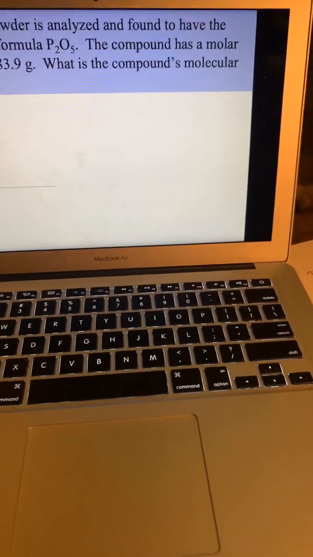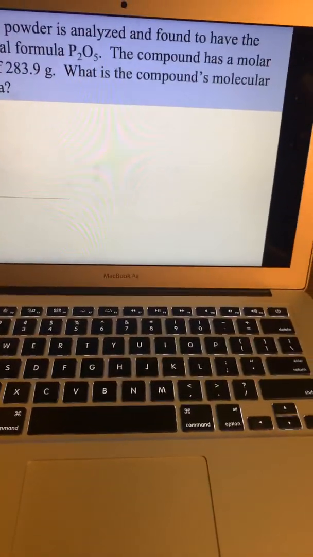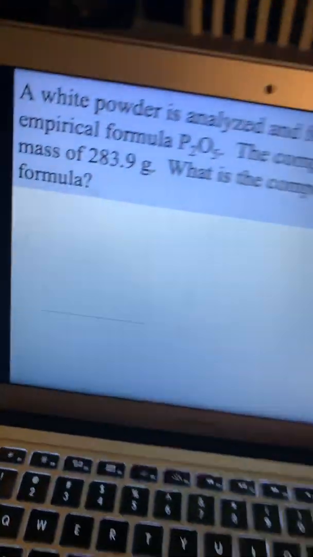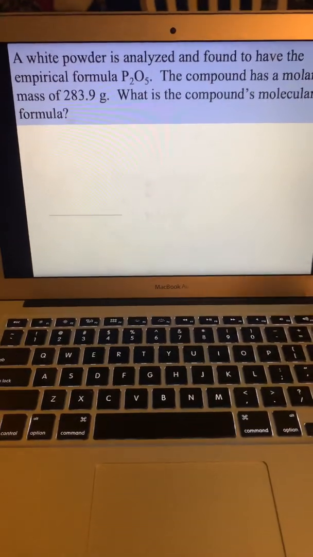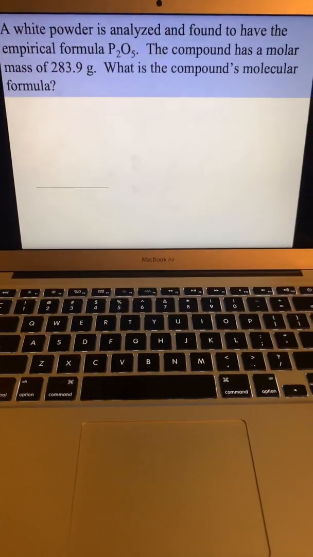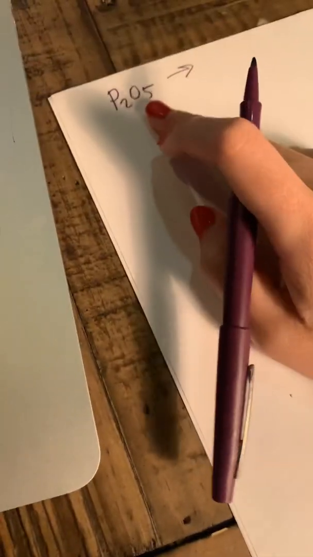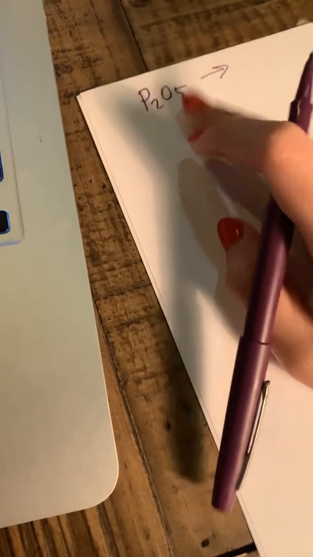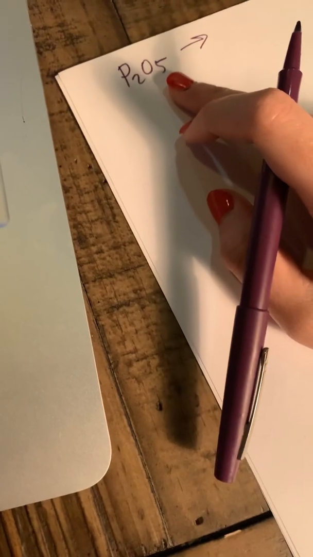Right, so for this problem, they give you P2O5 as your empirical formula. And then they give you your molar mass as well, right? So they're asking for the molecular formula. Right, so the first step would be to find out what your empirical formula mass is.